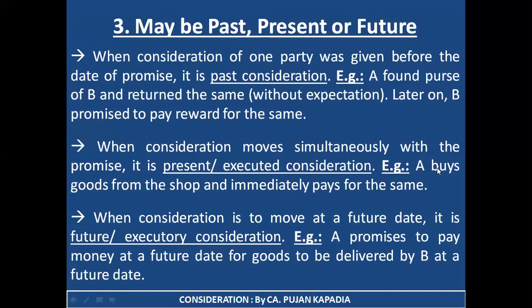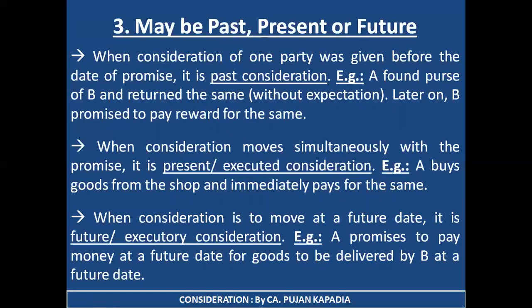Example, Mr. A buys goods from the shop and immediately pays for the same. So what I'm doing is I'm going to the shop, I'm purchasing the goods, and at the same time I'm making the payment for the goods. So on one hand, I'm receiving the goods from the shopkeeper, and at the same time I'm making payment for the same.